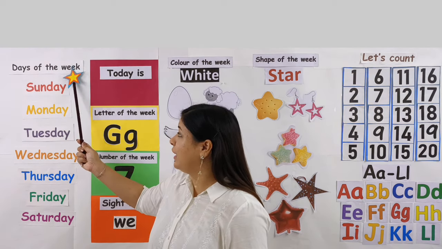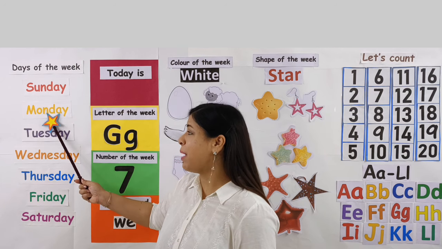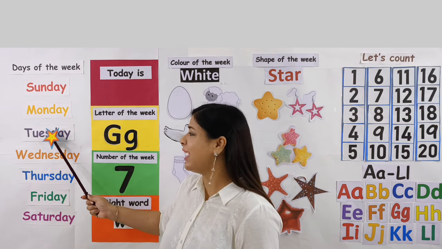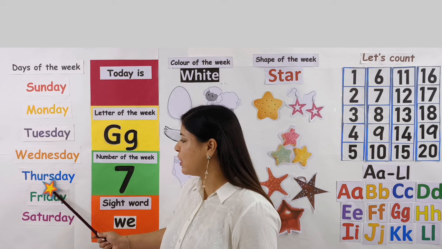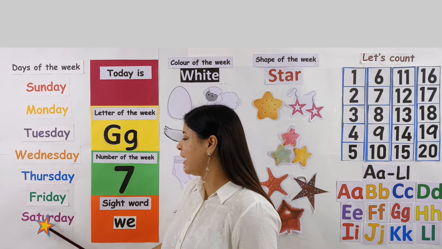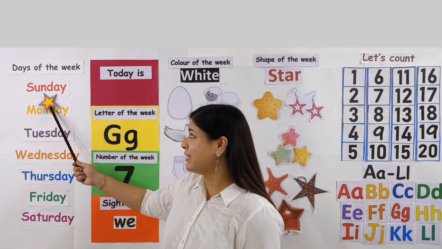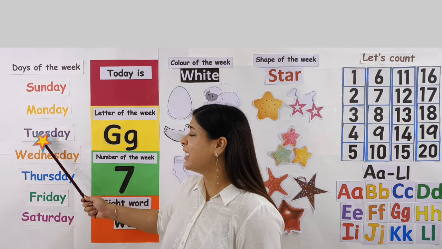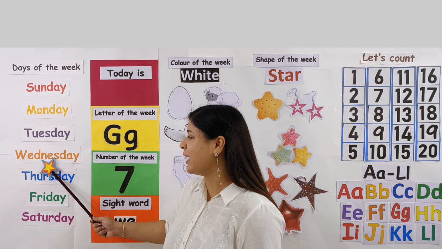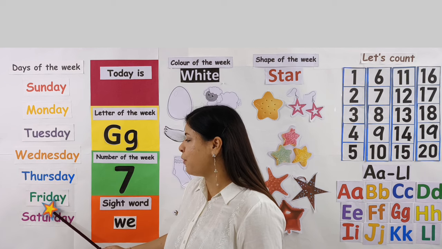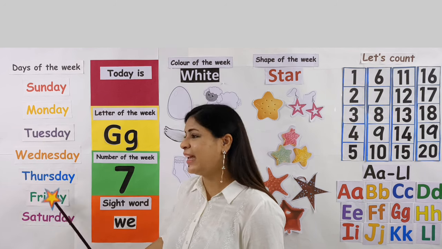Let's start with the days of the week. Sunday, Monday, Tuesday, Wednesday, Thursday, Friday, Saturday. Now say along with me. Sunday, Monday, Tuesday, Wednesday, Thursday, Friday, Saturday.